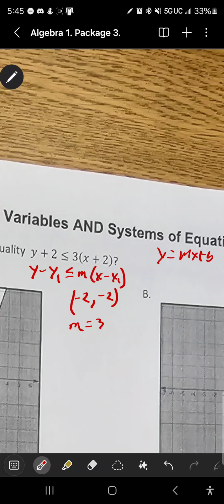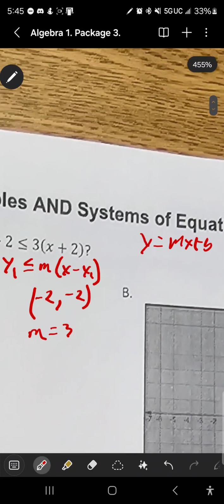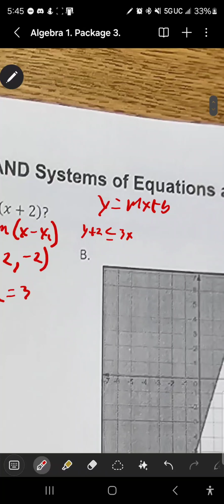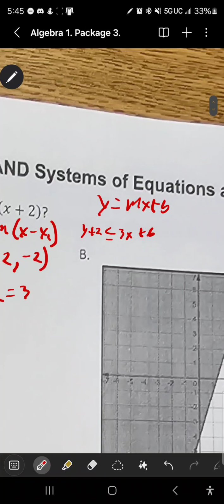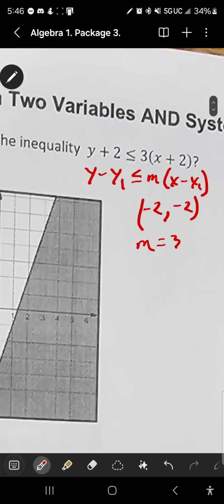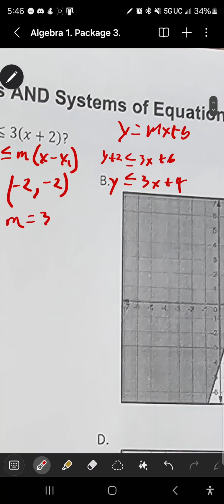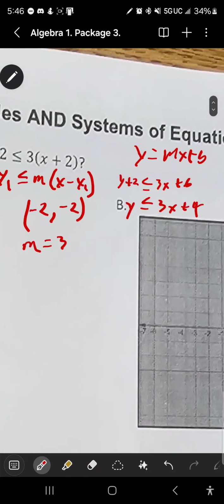So if you write it that way, you will say, okay, y plus 2 less than or equal to 3 times x, 3x, 3 times 2 is 6, and then I subtract 2 from both sides, and I get y less than or equal to 3x plus 4. And that's the answer, basically.